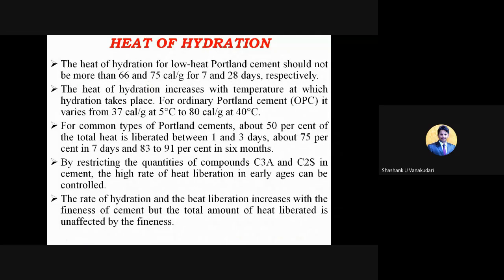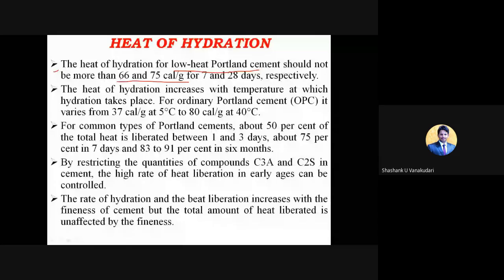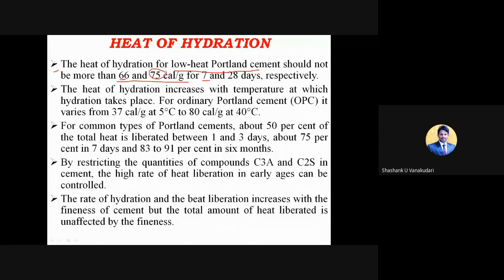Here, the heat of hydration for low heat Portland cement should not be more than 66 to 75 calories per gram. The name itself indicates low heat Portland cement. So the liberation of heat should not be more than 66 to 75 calories per gram. I'm sorry, 66 for 7 days, and 75 for 28 days. It should not reach beyond these limits.